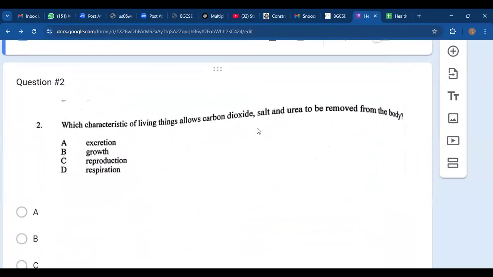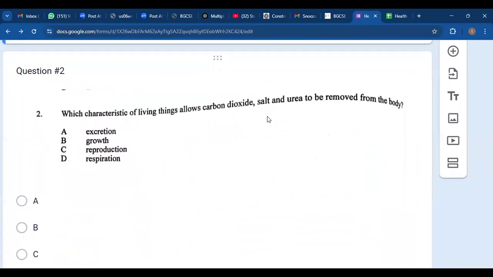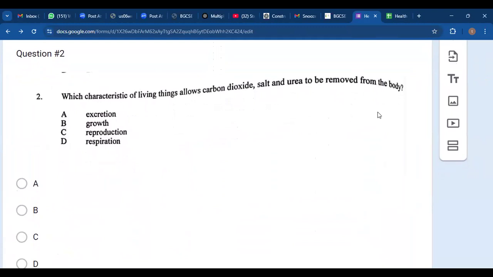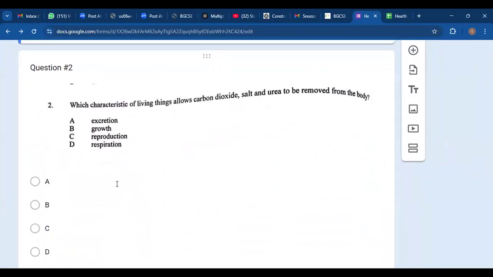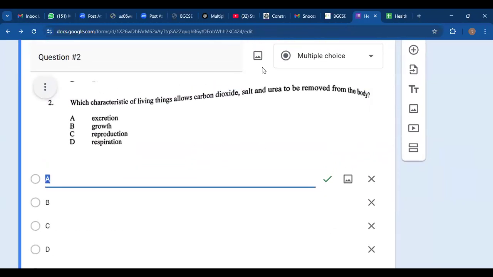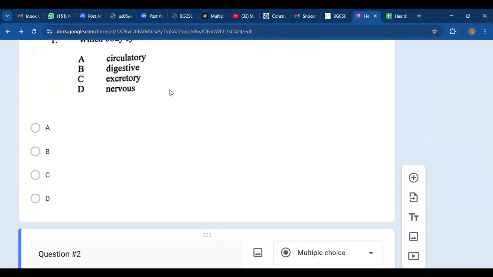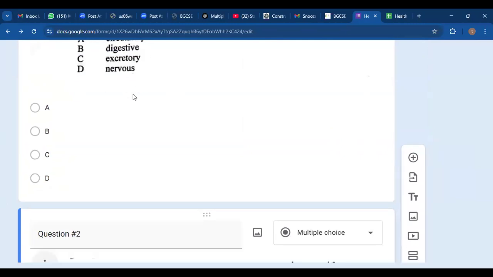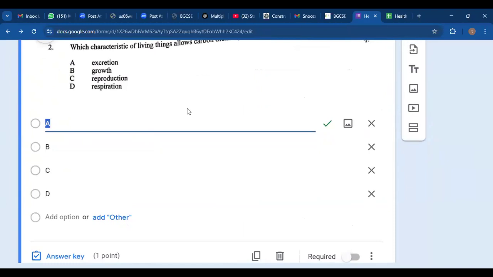Which characteristic of living things allows carbon dioxide, salt, and urea to be removed from the body? Excretion. Yeah, excretion, to be removed. Growth means when stuff gets bigger. Reproduction means when you make a duplicate of yourself, and respiration is when you release energy. What was number 1? Nervous system, that was D. Do I need to put the quiz inside the chat again, or y'all got it?